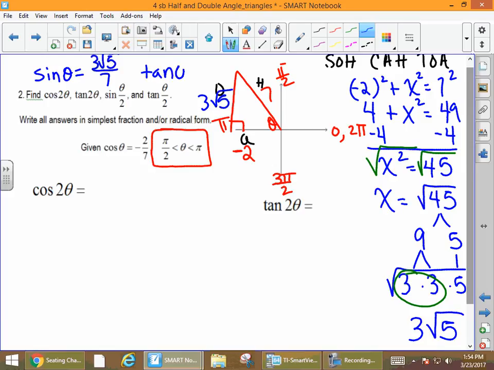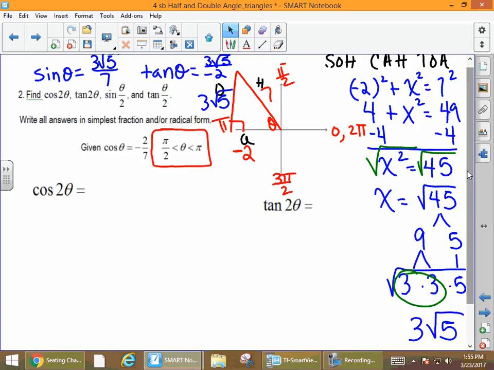We know cosine. Let's also identify what tangent is. And tangent is the opposite divided by the adjacent. So tangent's going to be 3 radical 5 divided by negative 2. And the negative 2 doesn't have to be in the bottom. It can be in the front of the fraction if we prefer. But we don't need tangent right now to figure out what cosine of 2 theta is.